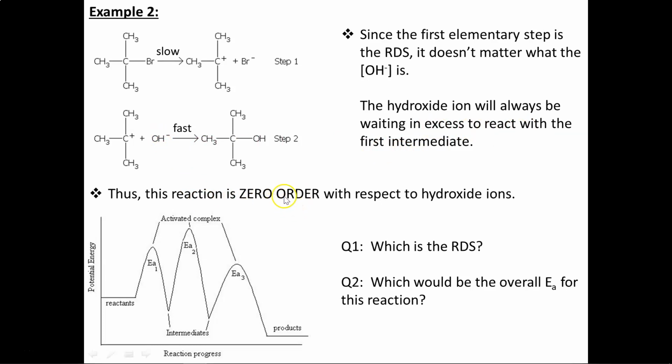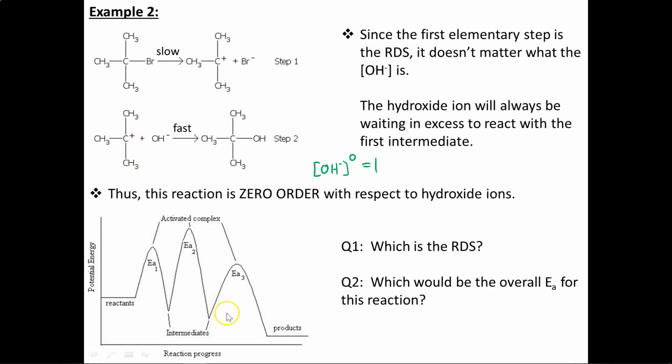And as I mentioned earlier, anything to the power of 0 is always equal to 1. So changing this hydroxide concentration to the power of 0 has no effect. This value will always be the same. So rather than wasting time and resources trying to improve the concentration of hydroxide ions, I should instead try and improve the concentration of this particular ion in order to speed my reaction up.